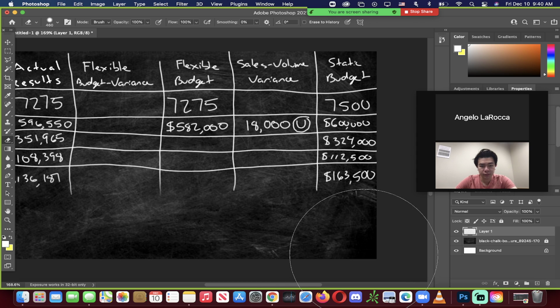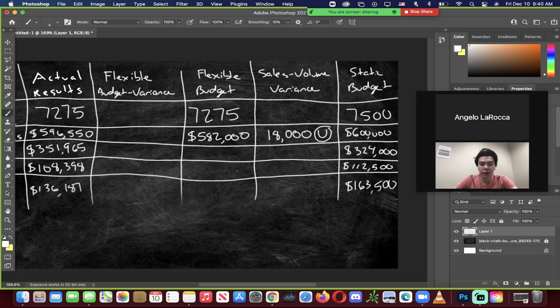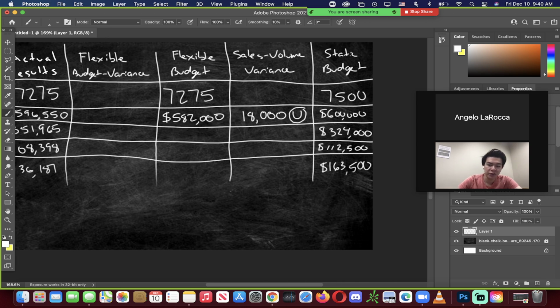All right. So yeah, now let's do the next one, right? So we had $324,000, and we're going to do that same process, right? We're going to do $324,000 divided by 7,500 to find the variable cost per unit. And we get $43.2. And then we do $43.2 times 7,275. That was really messy. And we get 314,280.